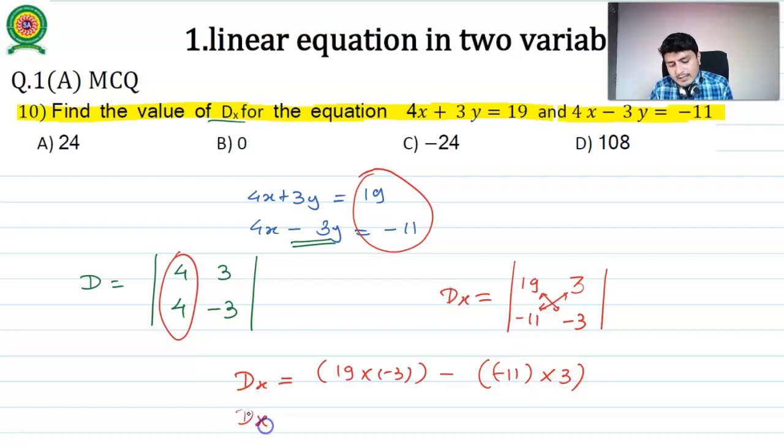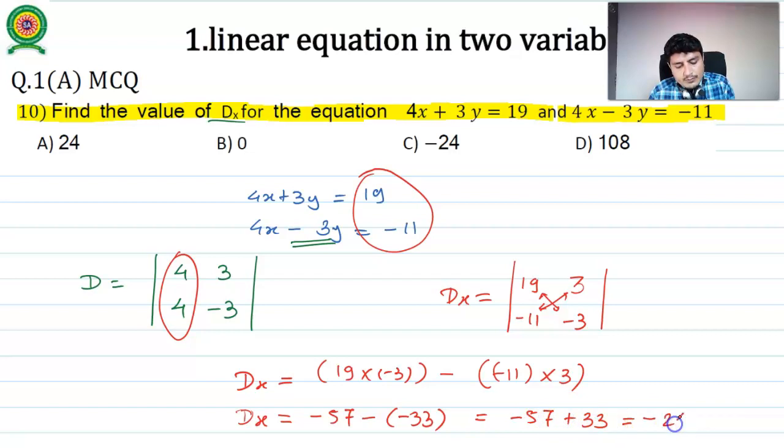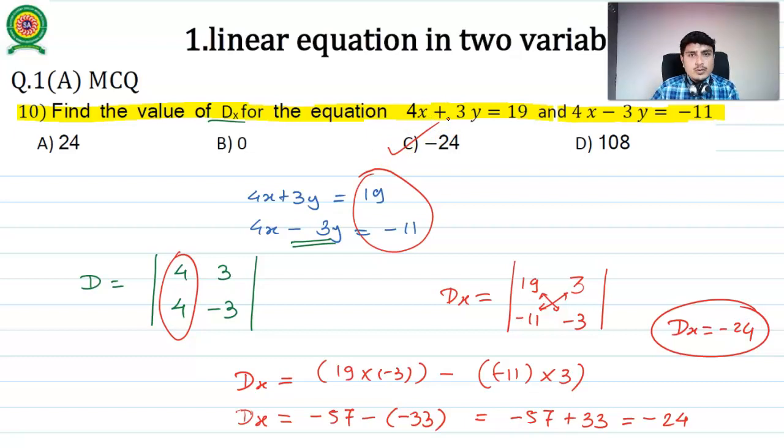So we are getting Dx equals 19 times 3 is 57, plus minus, minus of 57 we are getting. Now 11 times 3 is 33, plus minus, we have a minus. So minus of minus 33. Minus of minus becomes plus. Minus of 57 plus 33 we are getting minus of 24. So the value of Dx here is minus of 24. Let's check the choice codes. We have choice code C as the correct choice code, that is minus of 24.